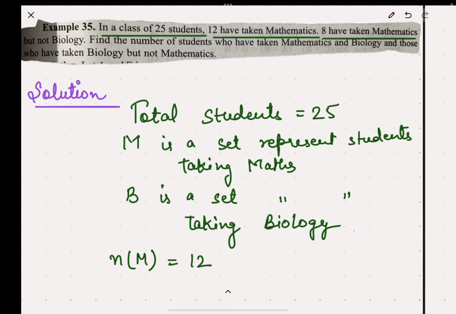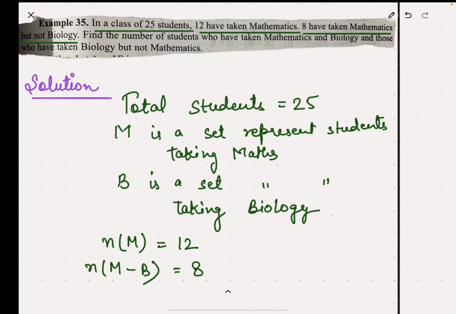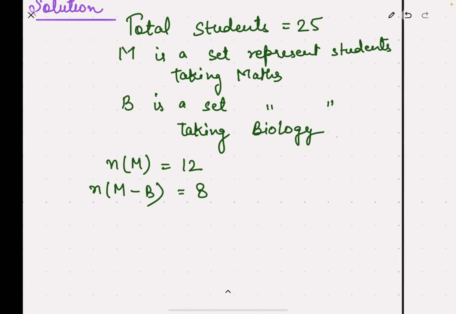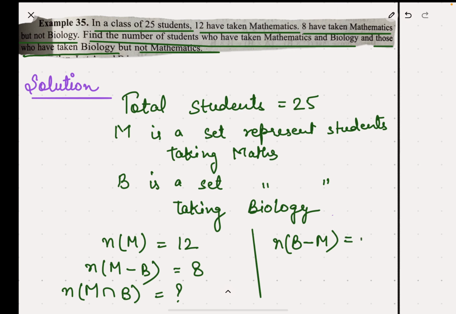8 have taken maths but not biology. What does it mean? They took maths but not biology. So M minus B is also given, which is 8. Now find the number of students who have taken maths and biology. We know that students who have taken maths and biology represent the intersection, so firstly we need to find this. Secondly, find the number of students who have taken biology but not maths, that means B minus M. We need to find these two. Here the total students, that means M union B, is given as 25.